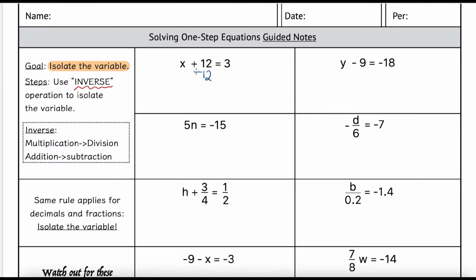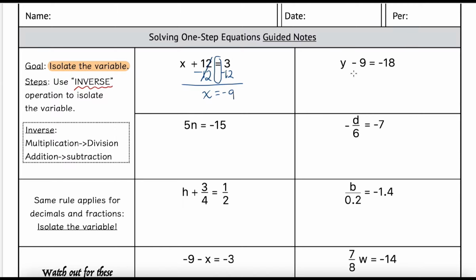Now, the rule in the equation is whatever you do to the left side of the equation, you have to do the same to the right side of the equation. Given that the equal sign is sort of the middle divider, whatever you do on the left side, you do the same to the right side. Now that's going to equal 0, so it's x equals 3 minus 12. 3 minus 12 is negative 9. Therefore, the answer is negative 9.